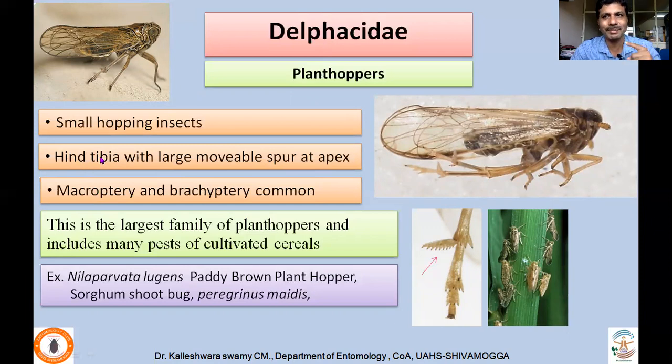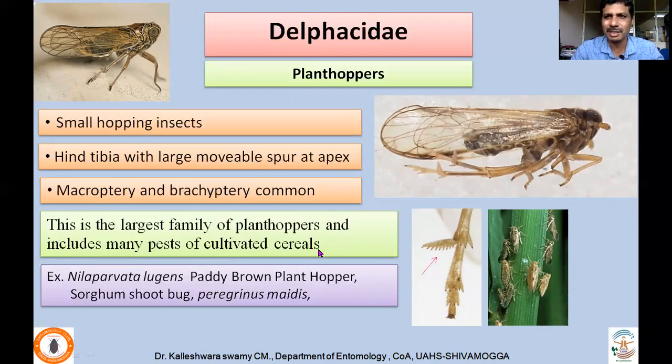If you remember the hind tibia, I can differentiate already three families. What is that character? Hind tibia with a large movable spur at the apex. You can see here. So this is the place where you have to look. Movable spur at apex. This is the cuticular appendage. You know the difference between cuticular process and cuticular appendage. So this is the largest family of plant hoppers among Fulgoroidea, and includes many pests of cultivated cereals.